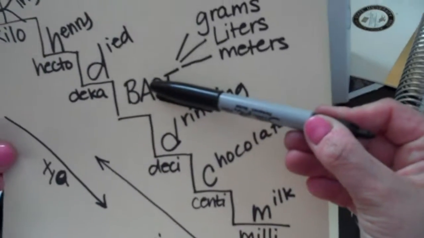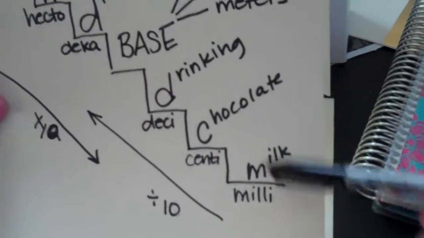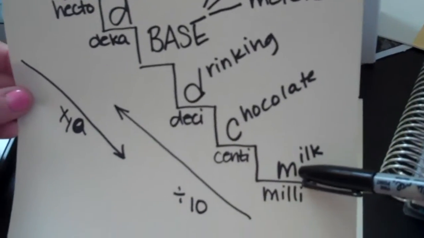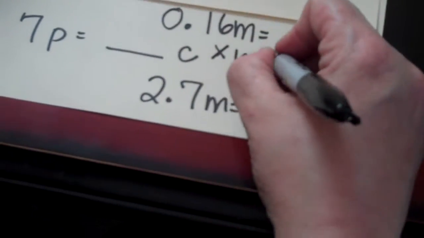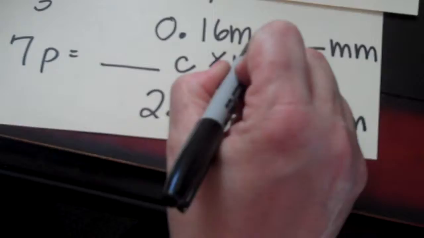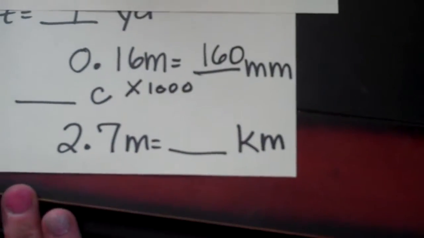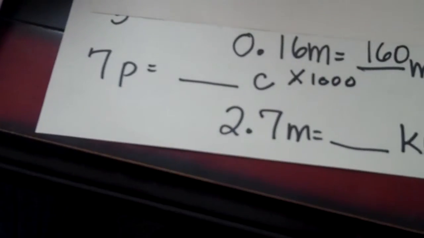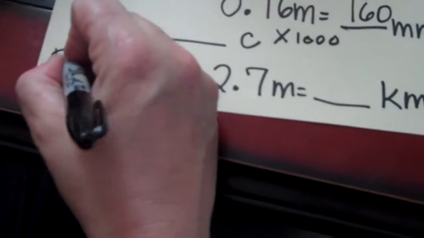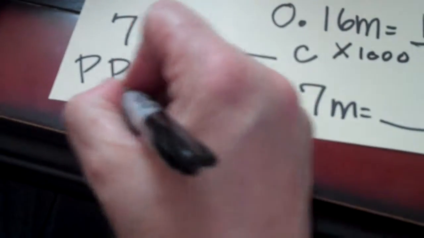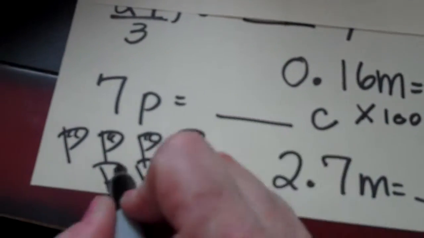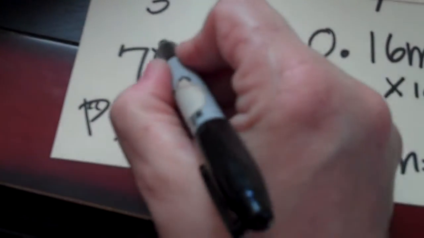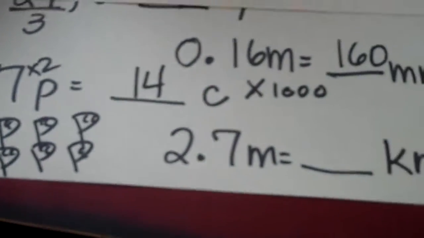Going back to my steps, I'm going 16 meters, and this time I'm moving to millimeters, which would be down here, which is 1, 2, 3 to the right, which means I'm going to multiply this by 1,000, which means I move the decimal 1, 2, 3 to the right, and I get 160 millimeters. Pints to cups. Here's where that big picture works out. If you draw 2, 3, 4, 5, 6, 7 pints, we said that there were 2 cups in every pint. So I could do 7 times 2 to get 14 cups.